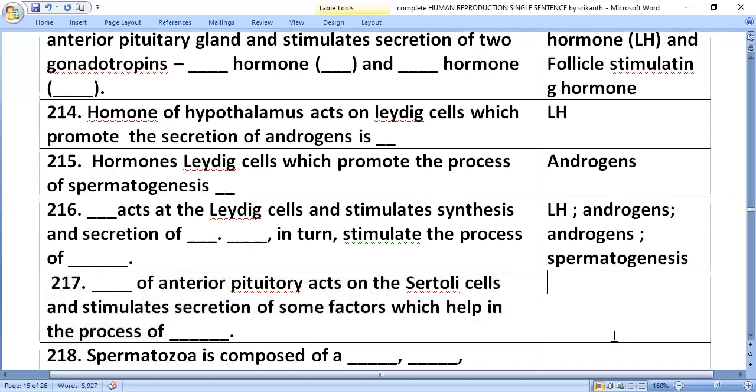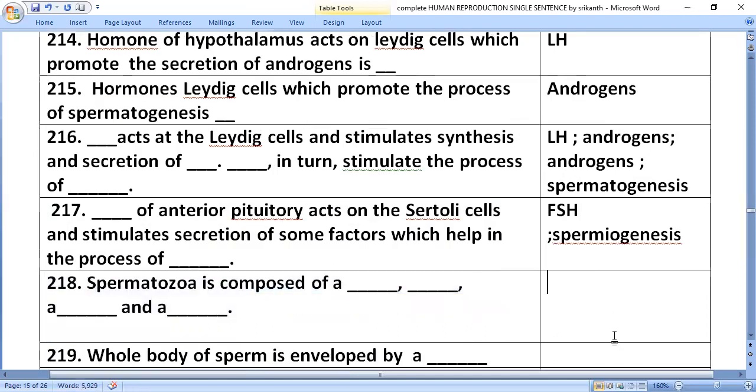FSH of the anterior pituitary acts on the Sertoli cells and stimulates the secretion of some factors which help in the process of spermiogenesis.